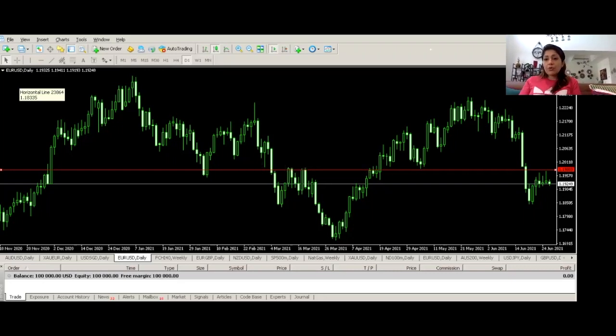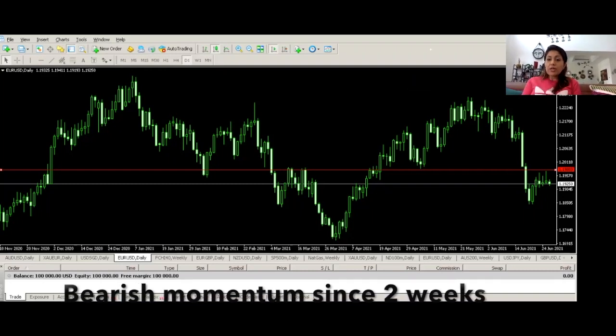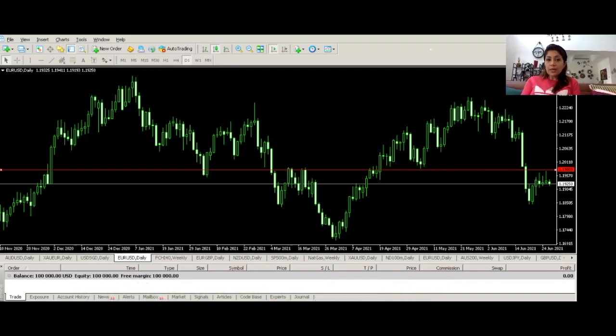So right now euro dollar is trading at 1.1925, and I can see that there is a bearish momentum associated with the market on the higher time frames, which has been in place for the last 2 weeks, which means that we should go with this momentum and short.